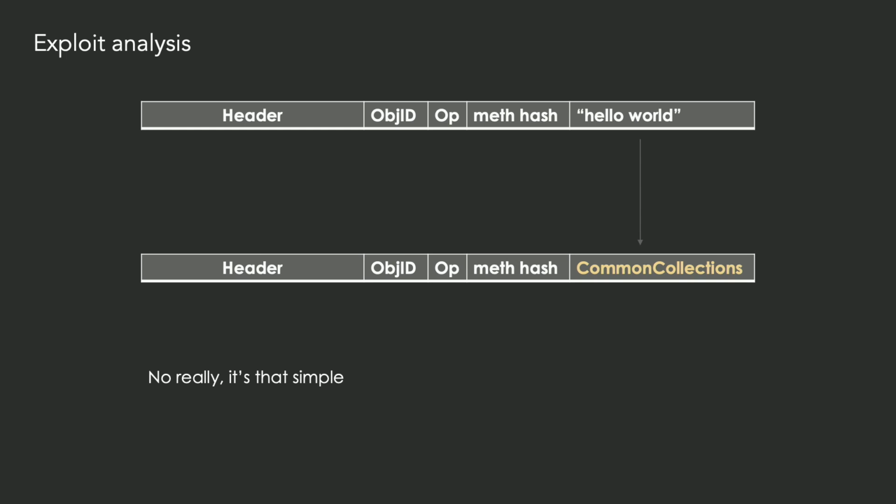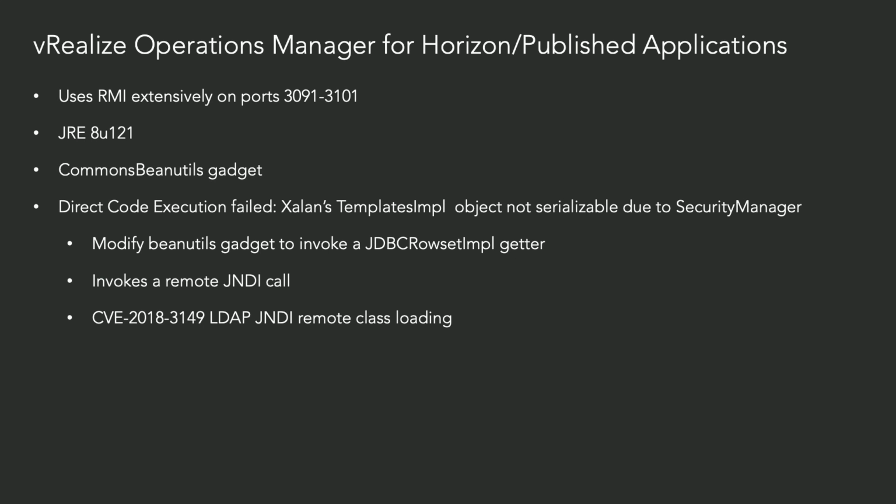So yeah, you can just construct a Python script with the header bytes, and then append the payload at the end, and it'll work effectively. A fun sample: I picked VMware vRealize Operations Manager as an example because it has a fun exploit development process, in that it's kind of hard to pop a gadget out of this one. It uses RMI extensively on about a dozen ports, and it uses JRE 8u121.